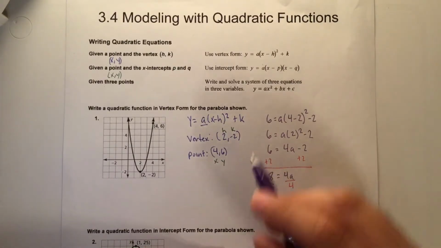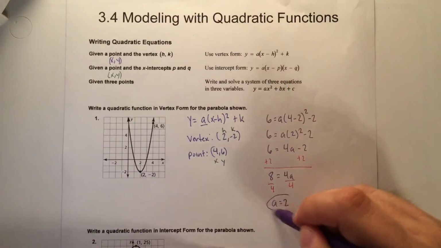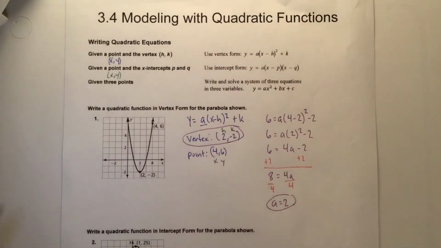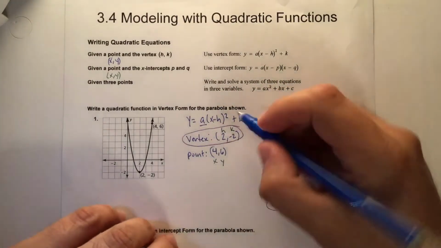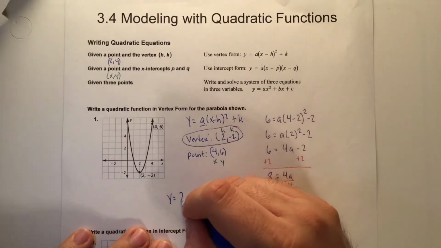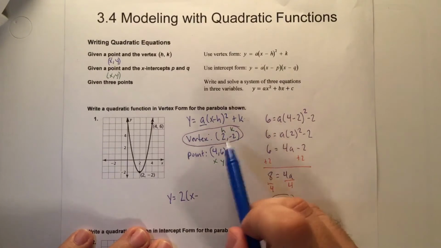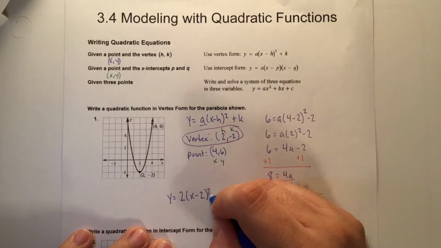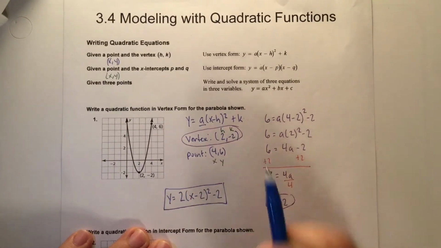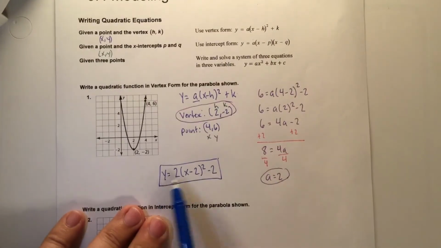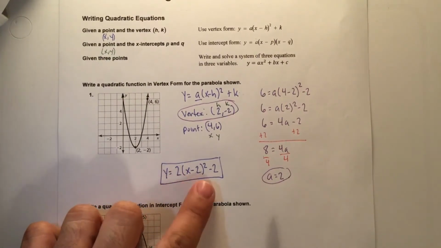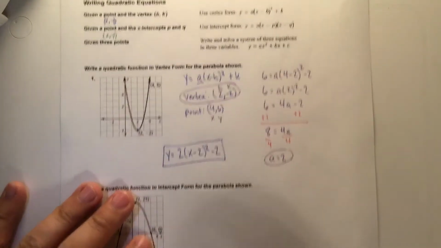So now to write my equation in vertex form, I'm going to use the a value and the vertex. And I'm going to plug it into this equation. So y equals a is positive 2, parentheses x minus 2, squared, and then k is minus 2. So when you write your equation, make sure you do have y and x that are both in the equation. Those are the only two variables you should have. Everything else should have a number or shouldn't be there.